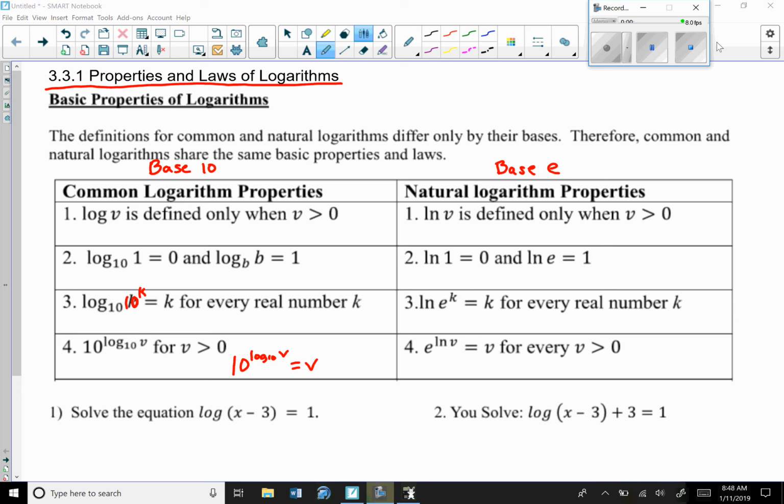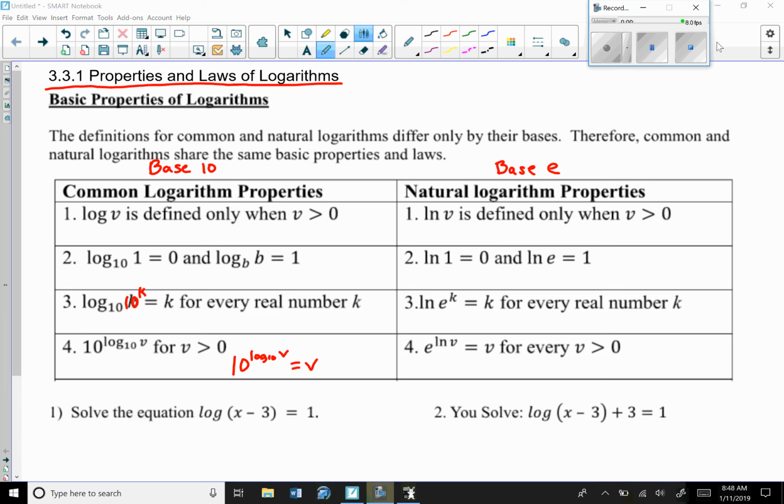3.3.1 Properties and Laws of Logarithms. So we have our basic properties that we've talked about before. We know we have our common logarithm, which is base 10, and also the natural log, which is base e. Remember, they're only defined when you're taking the log or natural log of something that is greater than 0.